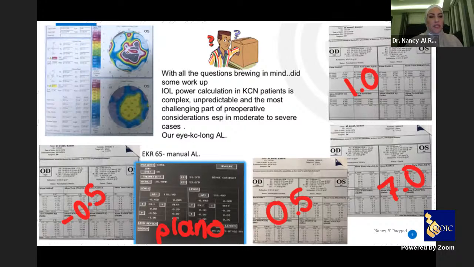And so the SRK/T gave me minus 0.5 diopters, this is before transplantation. The Holladay gave me a 1. The Hoffer Q gave me a 7. The SRK II gave me 7. The Holladay gave me 1. And the SRK II gave me a 0.5, and I got a plano. So if you want to confuse yourself, do this and get many IOL Masters and biometries, and then try to pick one of them. So this is not the preferable way of doing it.